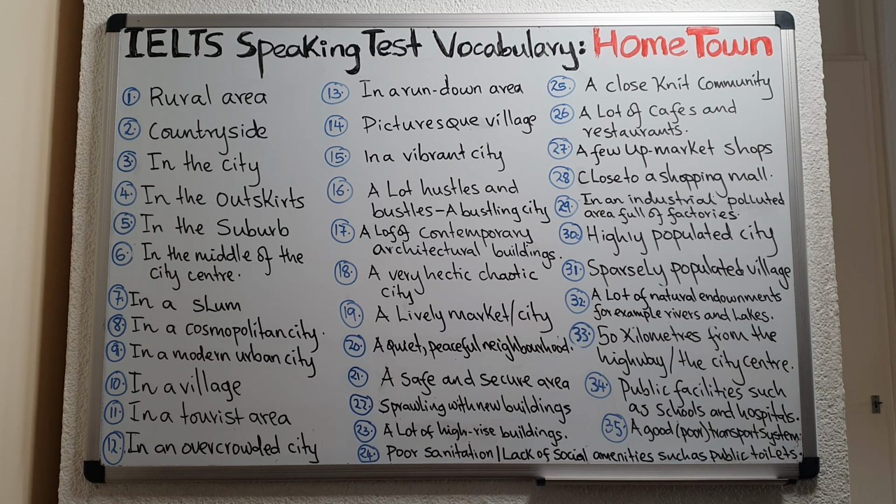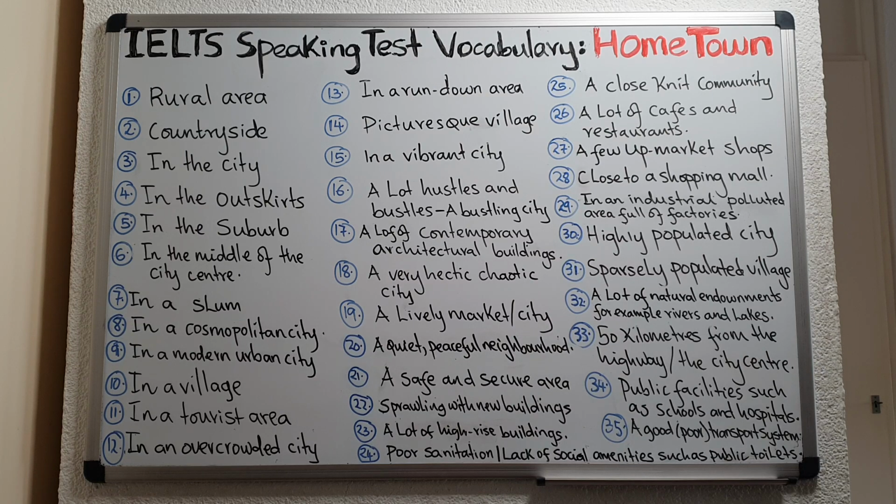Okay. Now, number 24, poor sanitation, lack of social amenities such as public toilets. I live in an area that has poor sanitation and lack of social amenities such as public toilets. Now, poor sanitation really refers to toilets, for example, public toilets. If you live in an area that has poor sanitation, then it means that the conditions there that are related, for example, to toilets and clean drinking water and sewage disposal, okay?